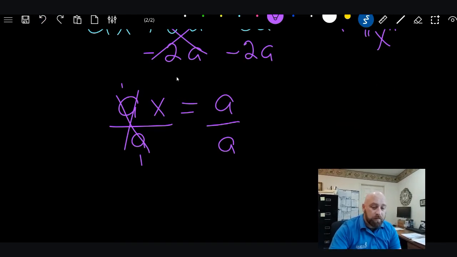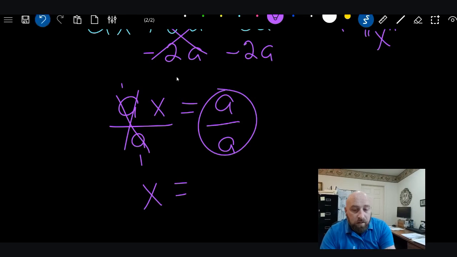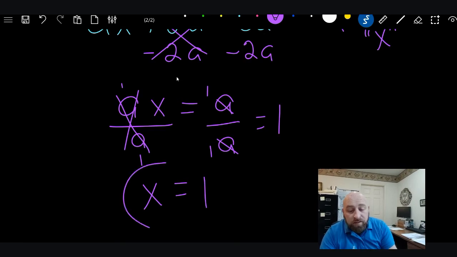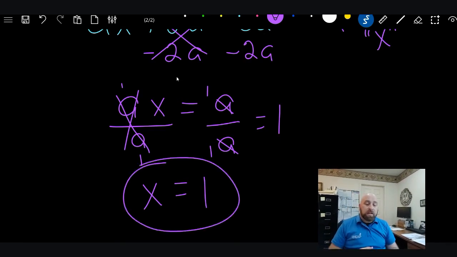So watch what happens here. When I divide this out, I get 1x or just x equals, well, what happens here? Well, I just said when we cancel, we get 1 over 1, which equals 1. So in this one, we actually do get an answer. It gives us 1 because all of the a's canceled. And when all the a's canceled, we get 1.